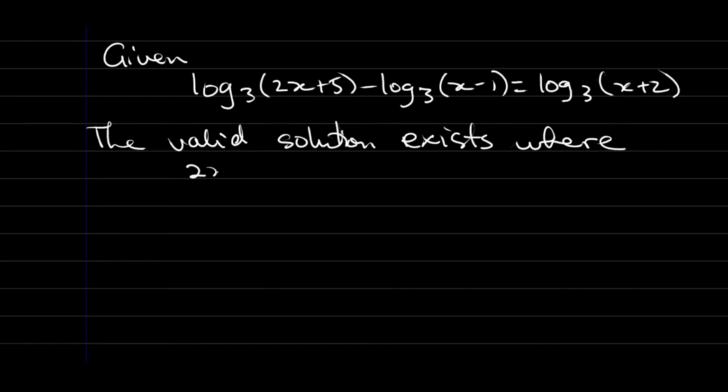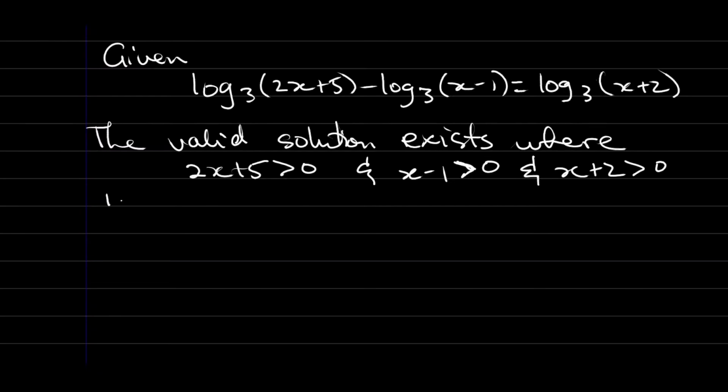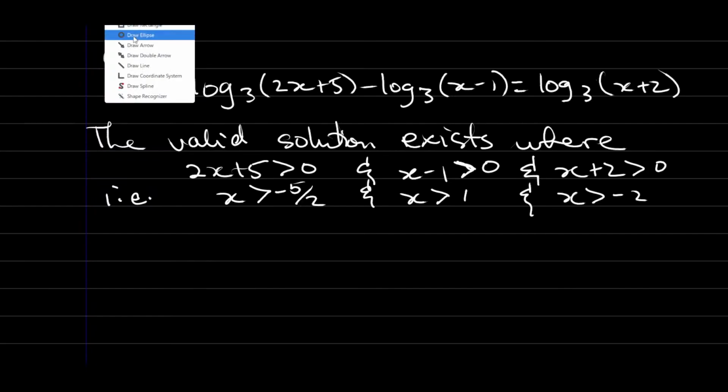So we have 2x plus 5 must be greater than 0. And we have x minus 1 must be greater than 0. And we have x plus 2 must be greater than 0. So we have three regions here. And that means that x would need to be greater than negative 5 on 2. And x would need to be greater than 1. And x would need to be greater than negative 2. Right? So let's write that number line down.